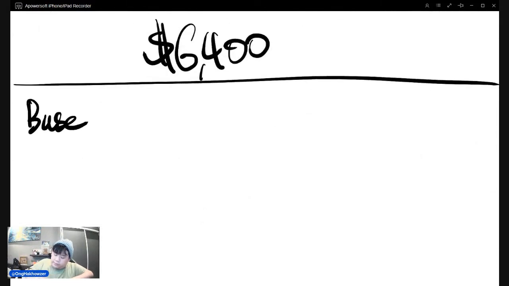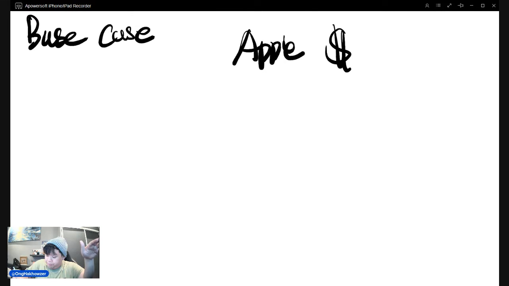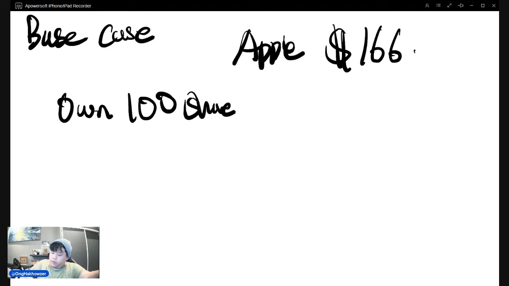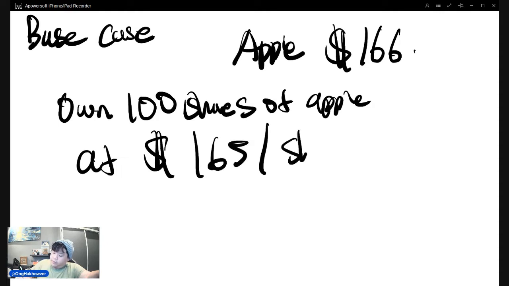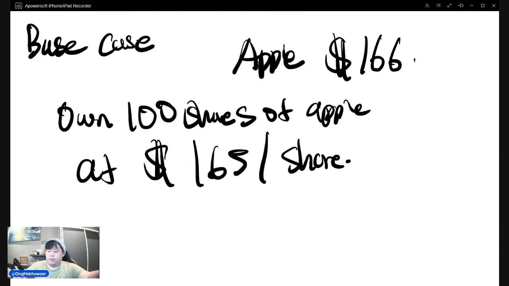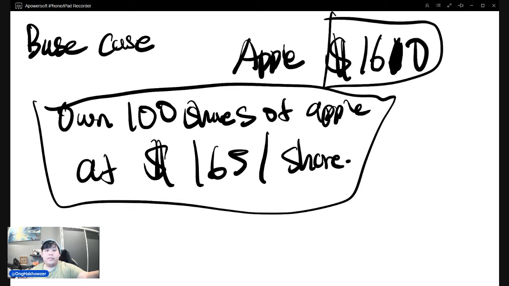Now, let's talk about the base case. Apple basically just tries to stay around the current pricing, and it actually stays at like $166, what it is right now. Oh, no, actually, $160. I'll treat this as a base case, $160. But you have to own 100 shares of Apple at $165 per share.